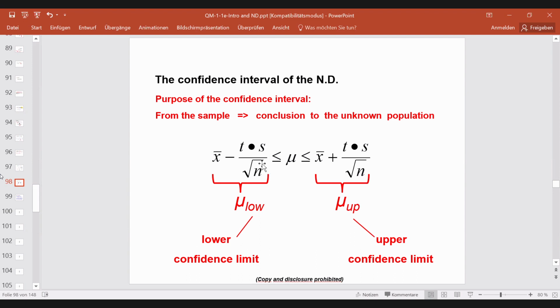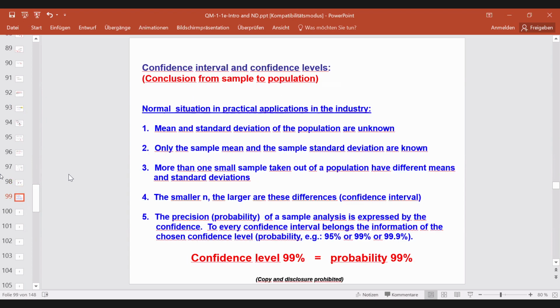And here on the left side, it's absolutely the same. You calculate the mean of the sample minus this term here. And then you get mu low. This is the upper confidence limit for mu, and this is the lower confidence limit for mu. This t is a table value, and I will show you this next time. So it's a conclusion from the sample to the population.